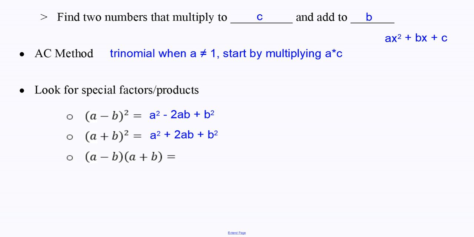Okay. The last kind of special factor, or special product, is if you imagine foiling these two terms together, a minus b times a plus b, what we're going to get is a squared minus b squared. Okay, so this should look familiar. It's what we call the difference of two squares. Difference because we have that minus sign in between the two terms, and squares because you'll notice the first and last terms are perfect squares. And so when I see something that looks like that, a difference of two perfect square terms, I know that I can factor it into two binomials this way.